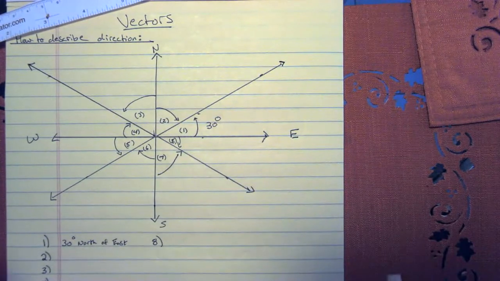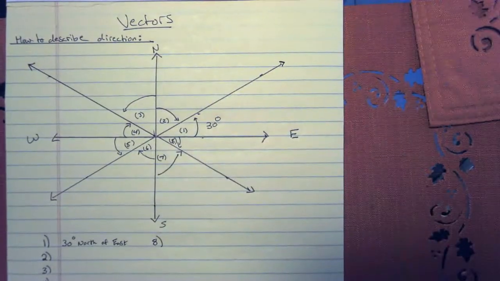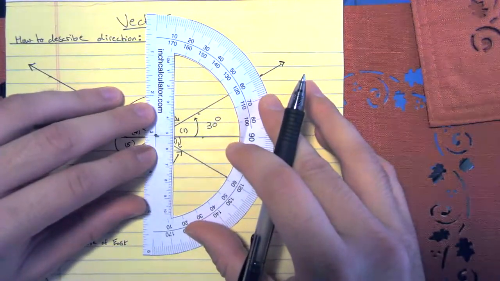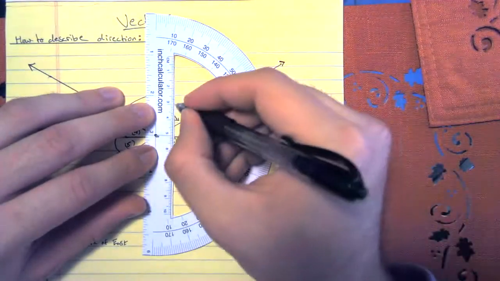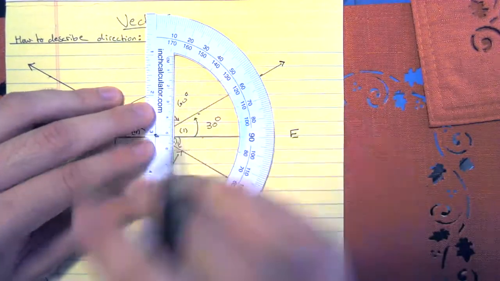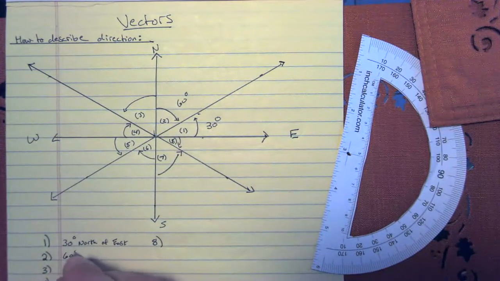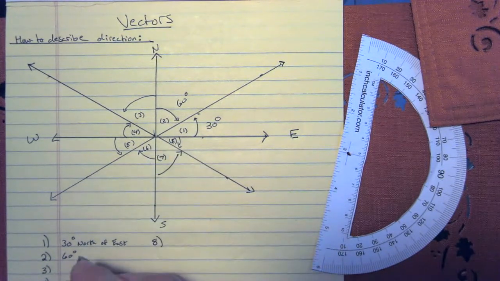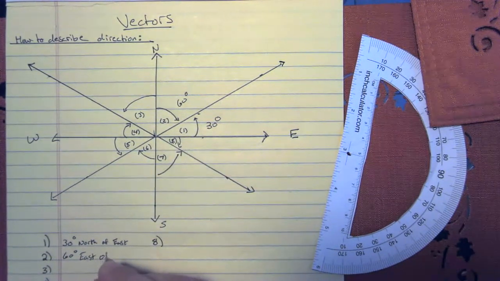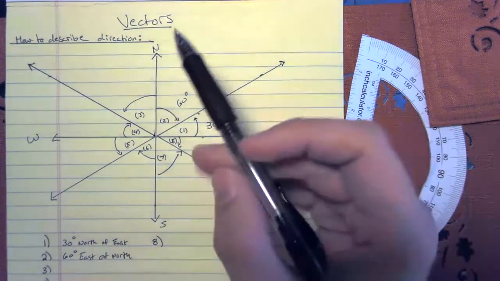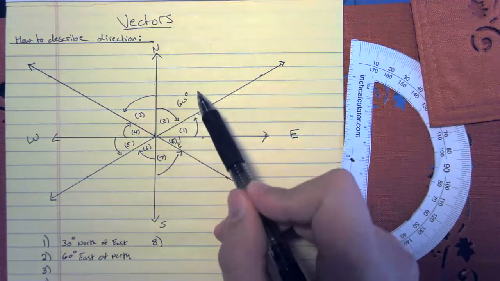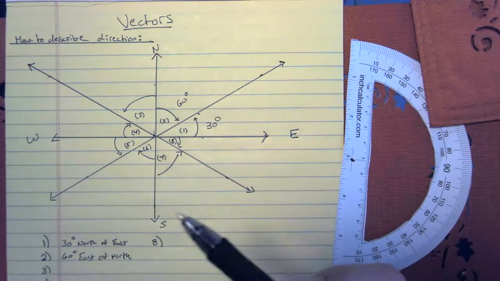Now, for the second one. For number 2, we got to take our protractor again, line it up this way now with the y-axis because we are measuring from the y-axis, and we find that this is 60 degrees. So for number 2, the angle is 60 degrees, but the direction is going to be east of north. We are starting on the north part, and we are moving to the east. So we are going east of north.